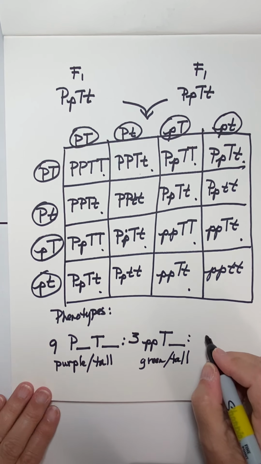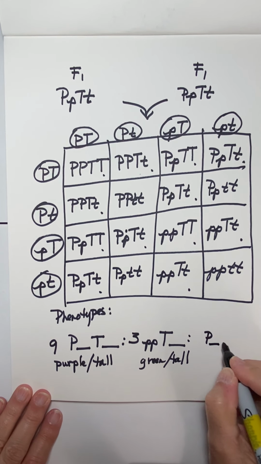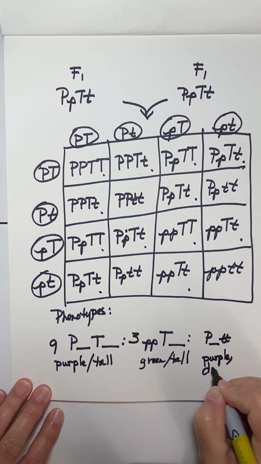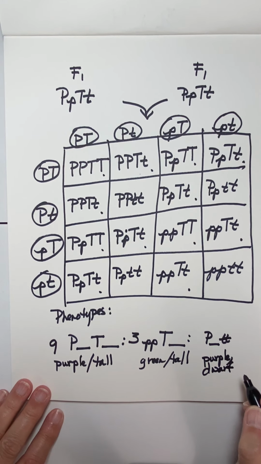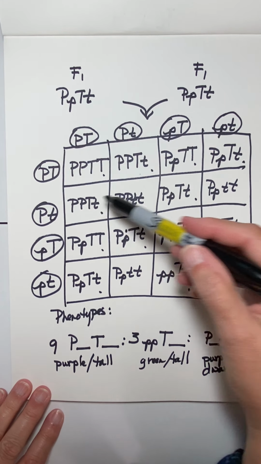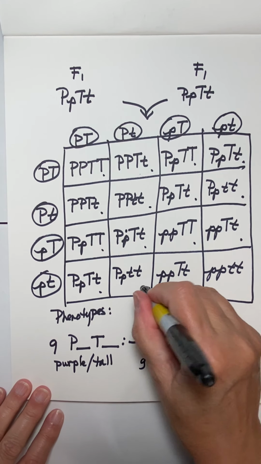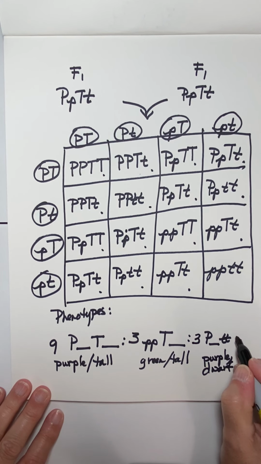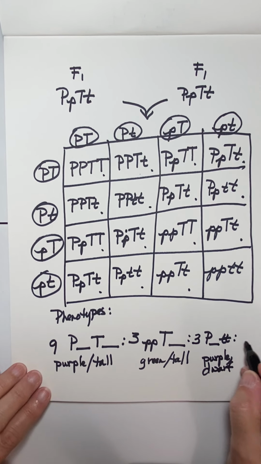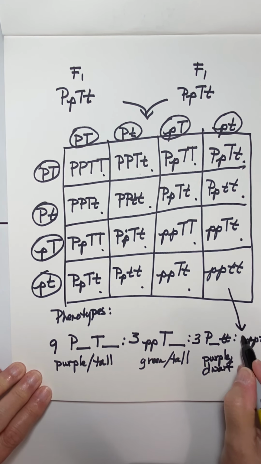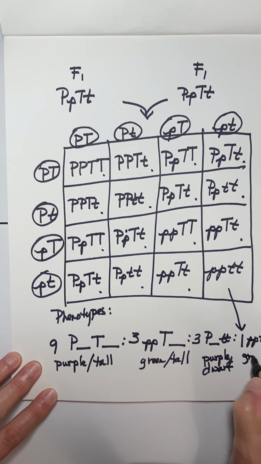Then, what do we have? Capital P, anything, and little t. And what's this going to be? Purple dwarf. Running out of space. Capital P, anything, little t. Okay, let's see. Okay, there's 1, 2, 3. 3 of those. And then what do we have left? Little p, little t, and lo and behold, there's only 1 of those. And what is that? Green dwarf.